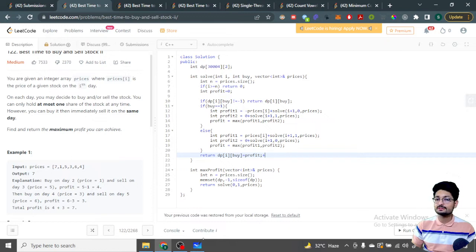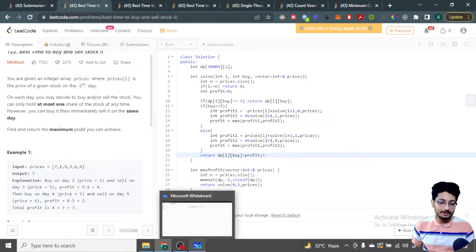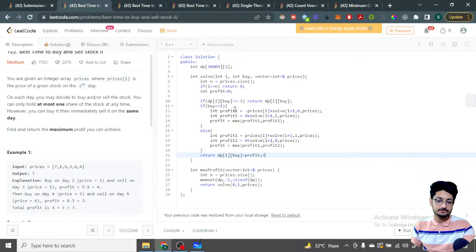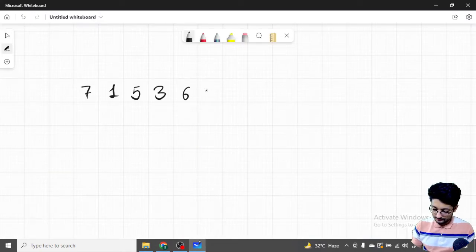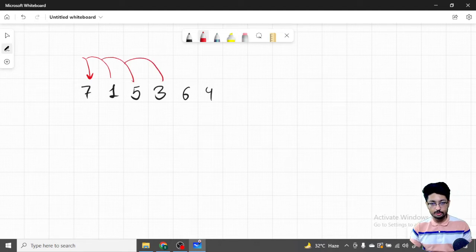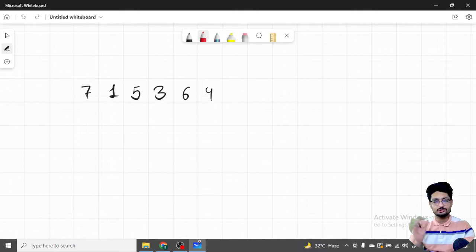Okay, let us take the first example so that it becomes more clear to you. The example is 7, 1, 5, 3, and the next ones are 6, 4. Now let's say you buy on the first day, so the total amount spent to buy the stock is 7. If you sell on any other day, you will incur a loss because all the other numbers are smaller. So it's not better to buy on the first day, you will just skip the first day.